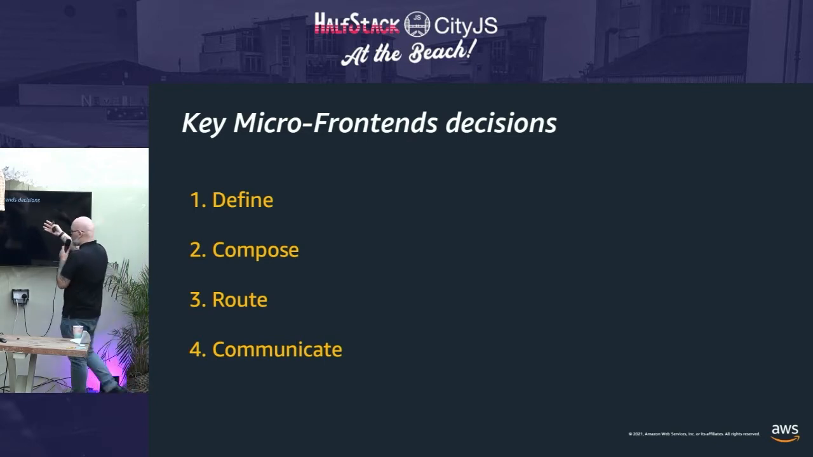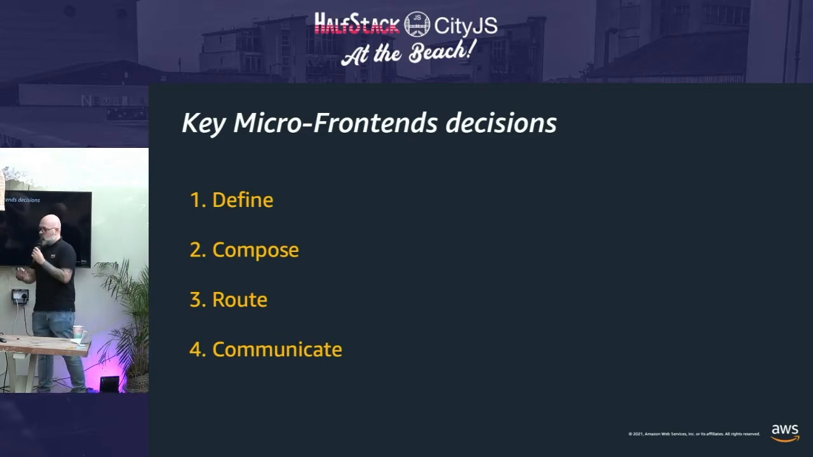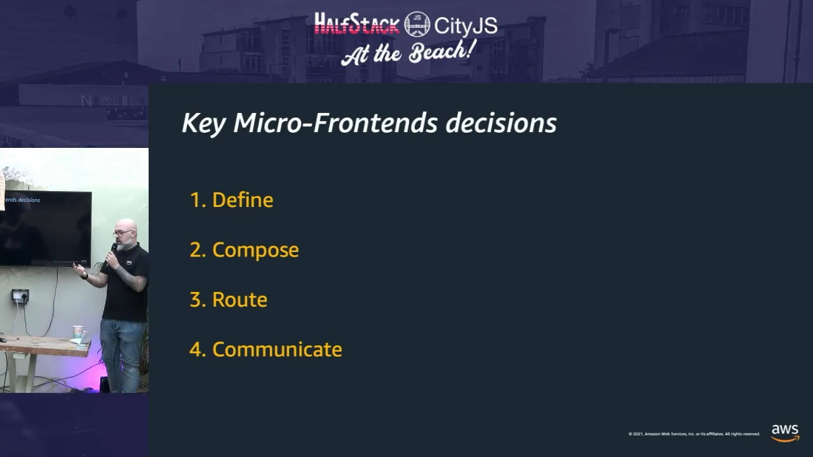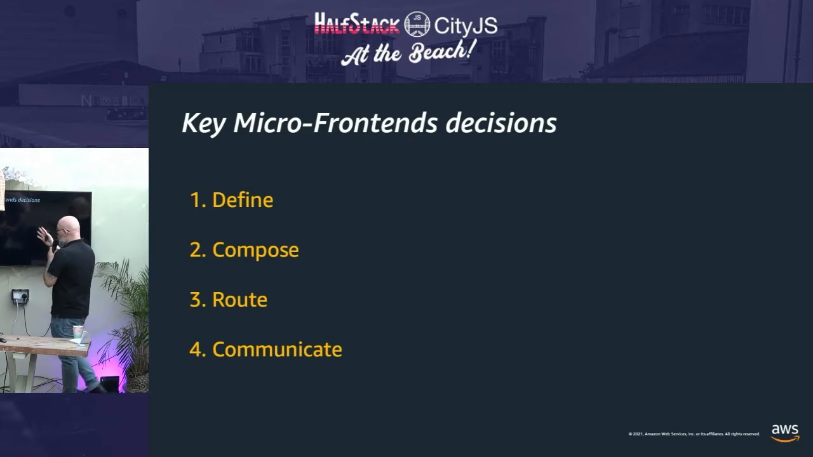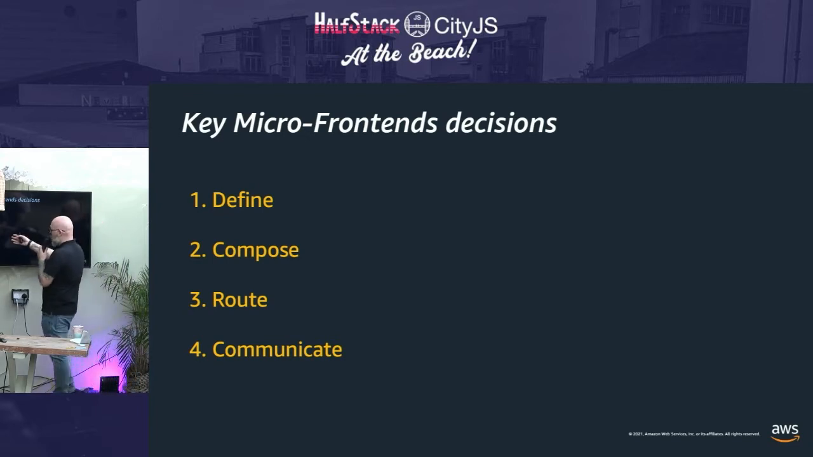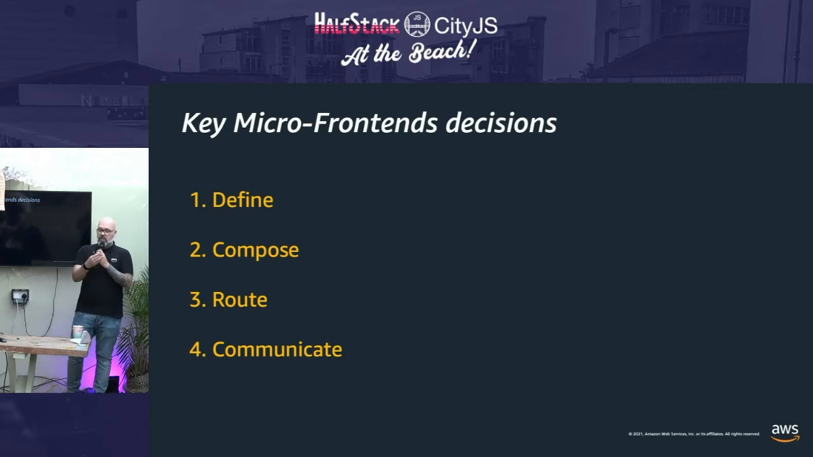So first, you need to define what a micro-frontend is. You can have multiple micro-frontends in the same view, or one micro-frontend that is represented by a view. Then you need to decide how to compose micro-frontends: on the server side, on the edge side, or on the client side. And then you also need to decide how to route micro-frontends. So if the user selects a link, how do you go to the next view? That's another thing that you need to identify.